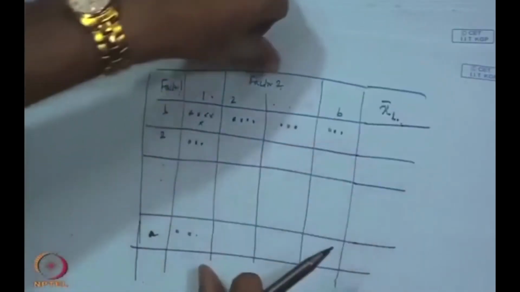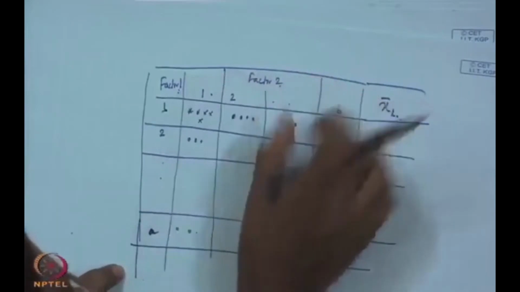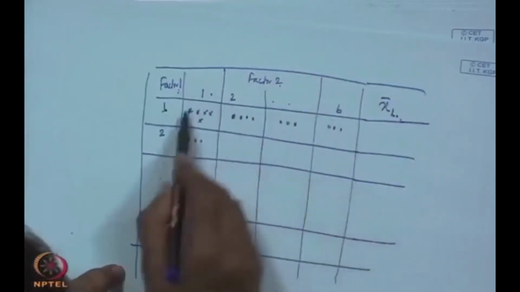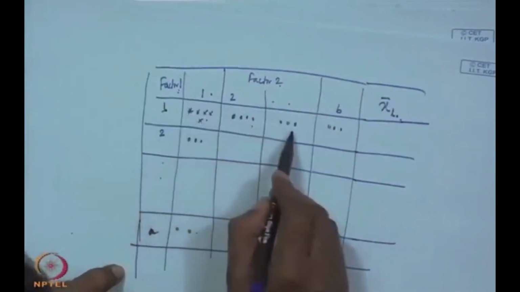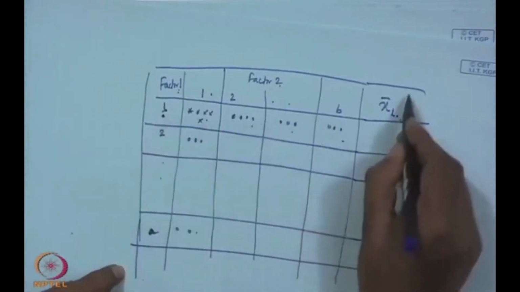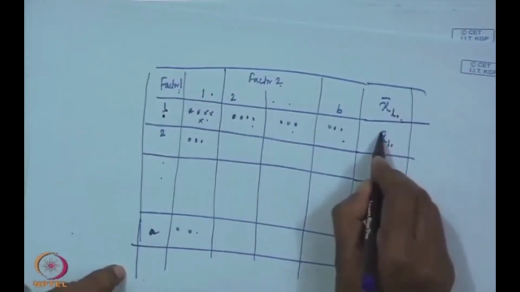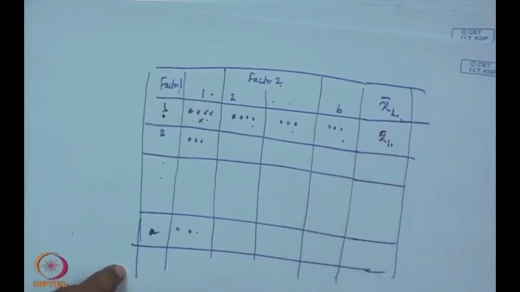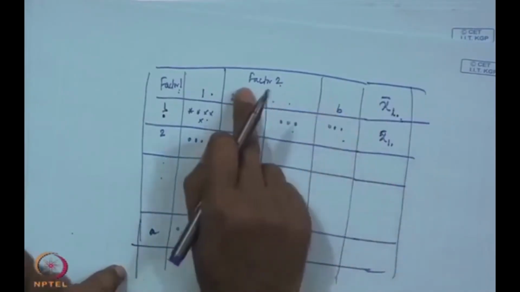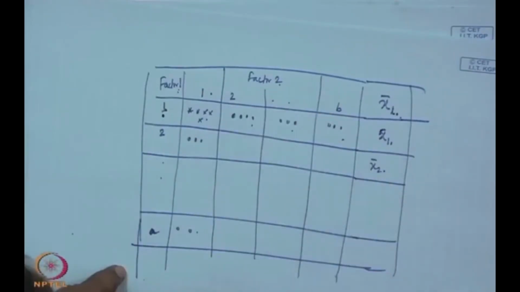What is this? You can ignore factor 2. If you ignore factor 2, then the sum total of observations here, this cell, this cell, this cell, this cell, this observation is related to 1. So, you will be getting 1 average. You are ignoring factor 2. Similarly, here you are getting 2 average, like this here you will be getting A average.